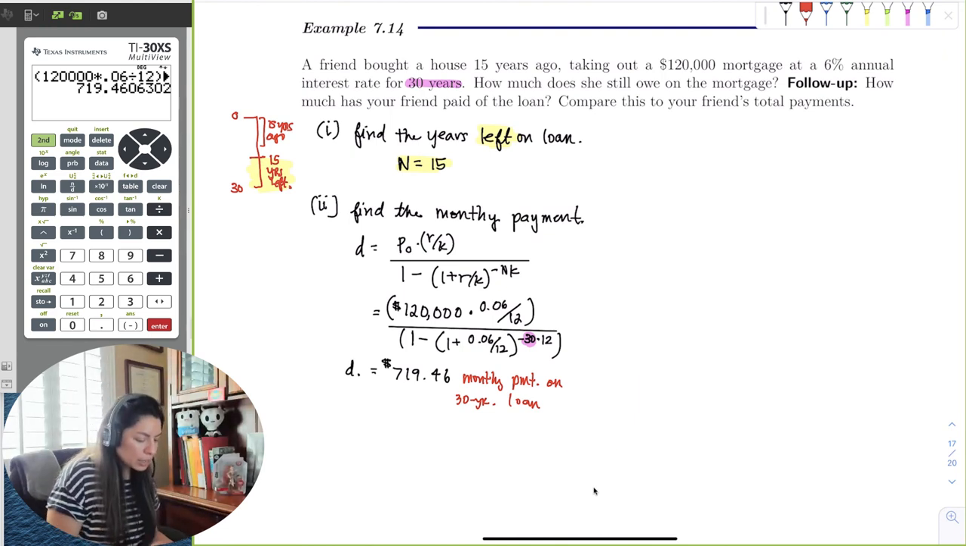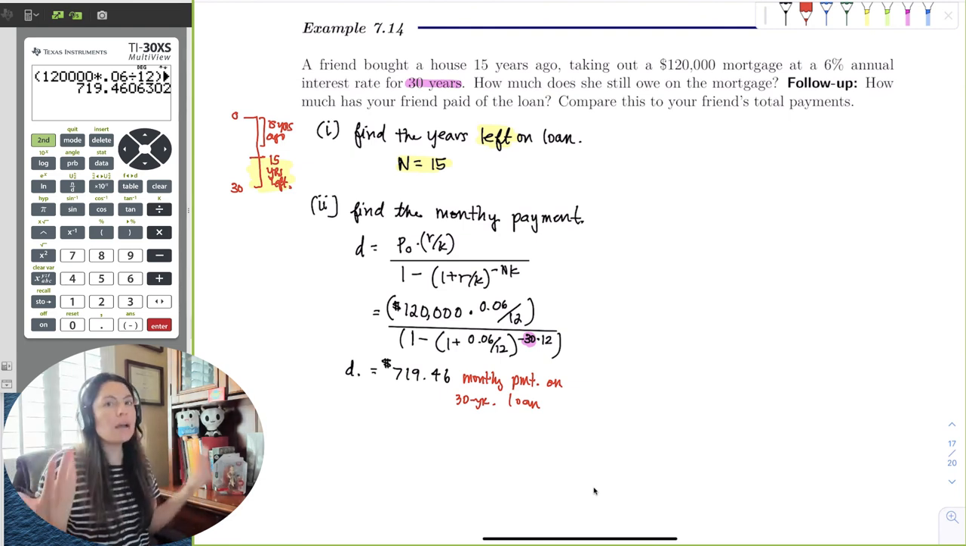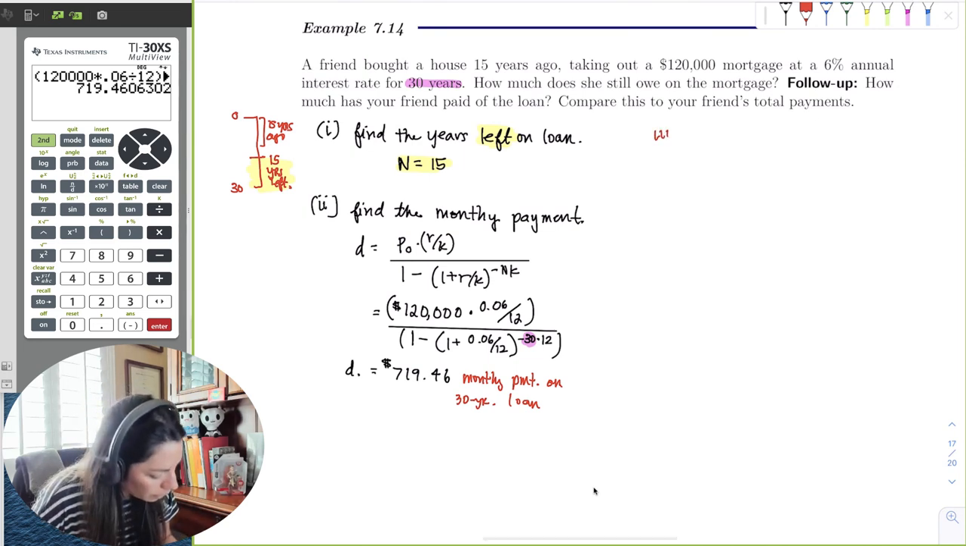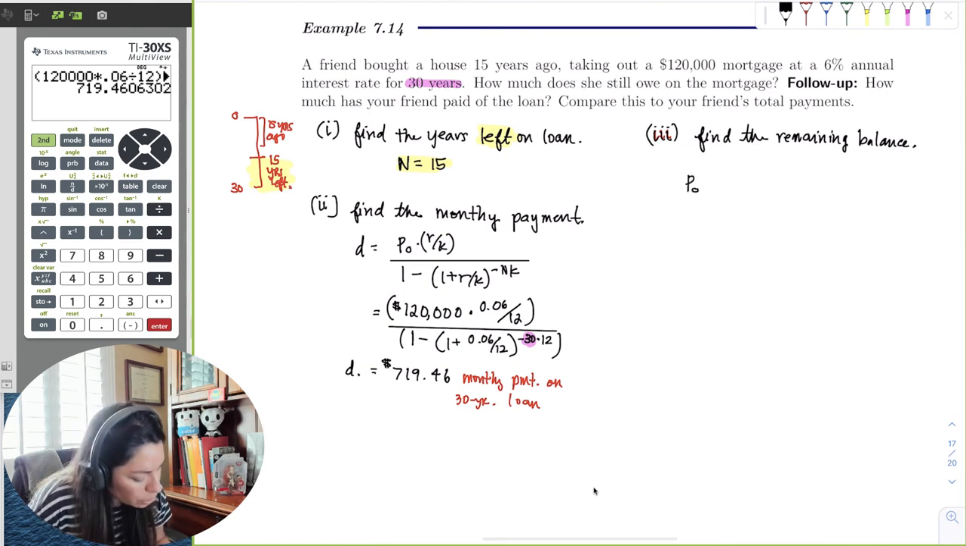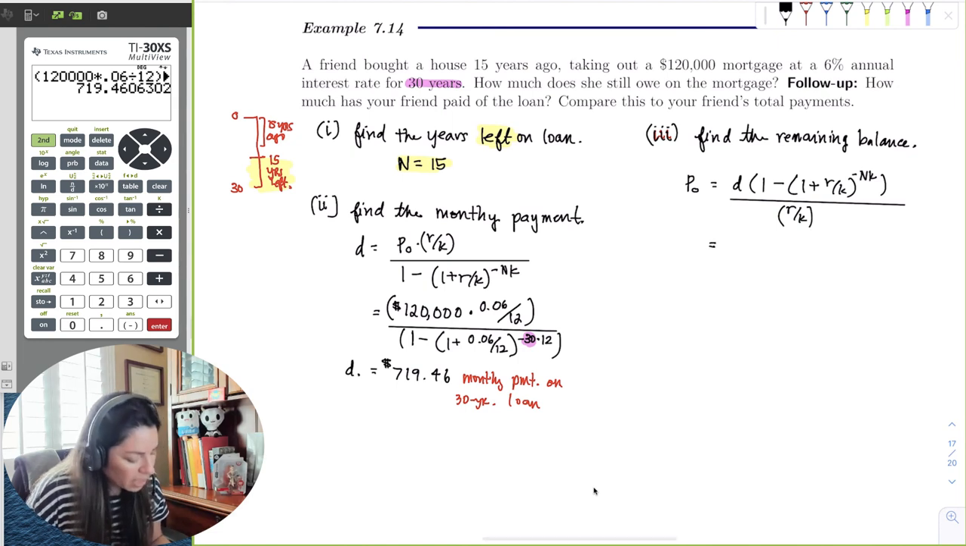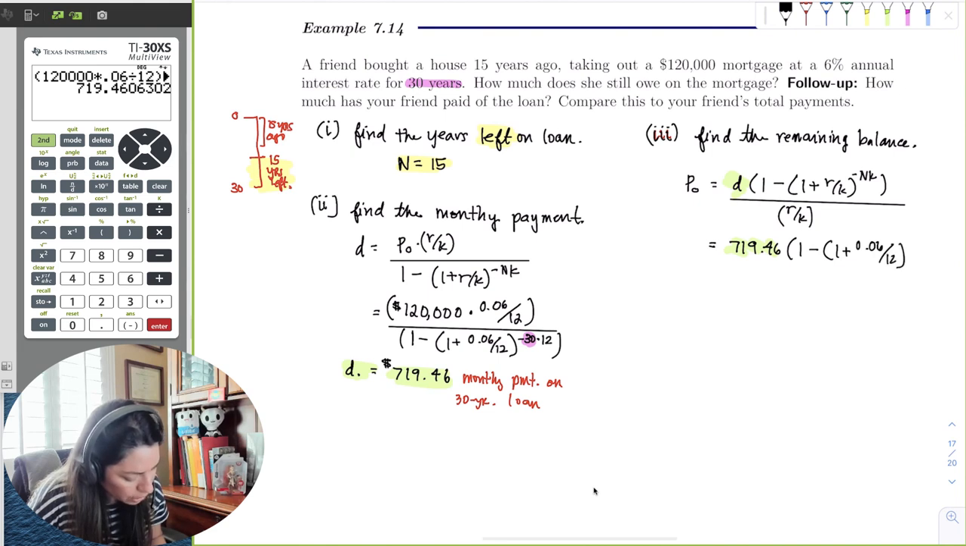Now we have the number of years left on the loan and the monthly payment, so let's find the remaining balance. Recall that for the remaining balance, we use the original loan formula we know so well. D now will be your monthly payment. So that'll be $719.46 times 1 minus (1 plus R, 0.06, over K, 12) to the negative N.